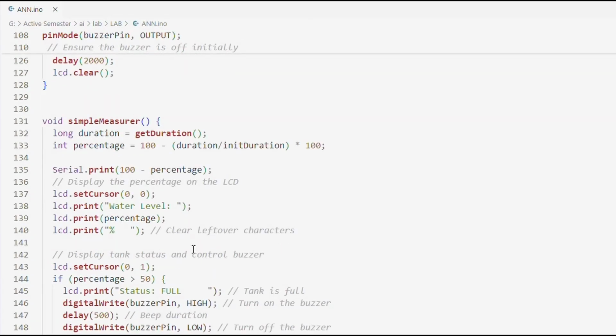Once we have the sensor reading, the simple measurer function takes over. This function calculates the water level percentage by comparing the current sensor duration to the baseline. For example, if the current duration is half of the baseline, it means the tank is 50% full. We display this percentage on the LCD screen along with a status message like full, empty, or filling, depending on the situation. And here's the handy feature. When the tank reaches full capacity, a buzzer goes off to alert the user. This makes the system practical and user friendly.